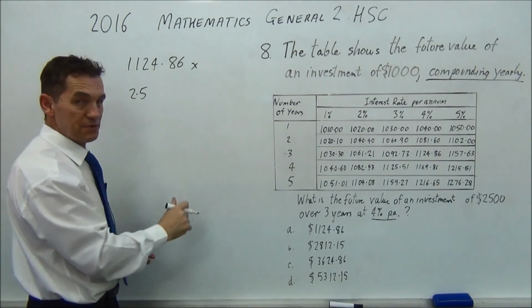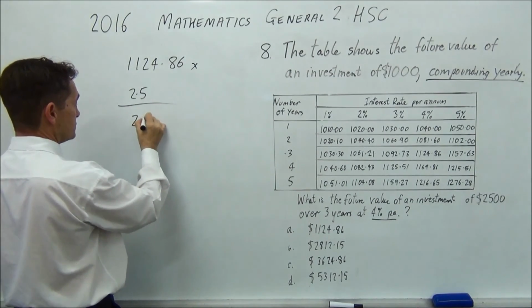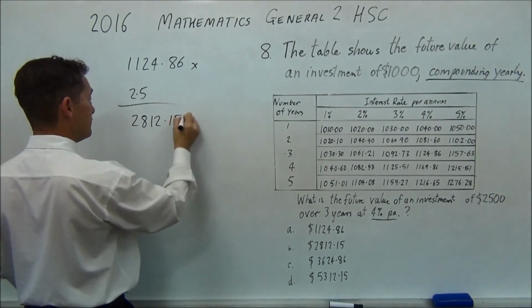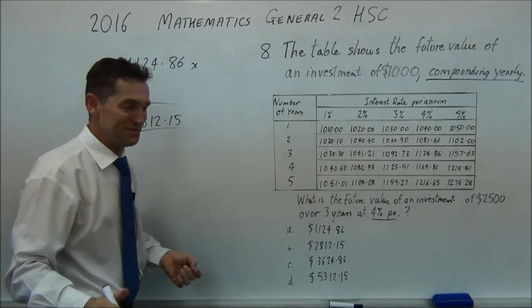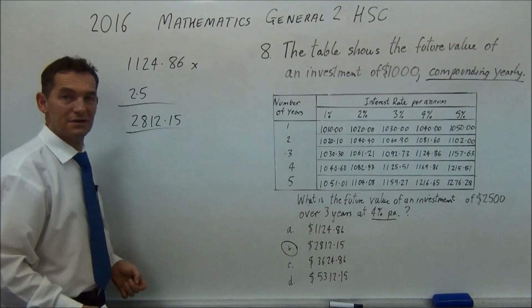So you just have to pay attention to the question. You multiply that together and you get $2,812.15. I didn't just do that in my head, I've done it before. So that answer is B, and you're done.